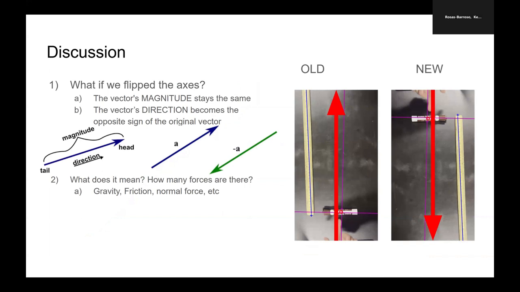And so what would happen if we flip the axis? The magnitude should remain the same because speed remains the same. Nothing was changed about speed. The only thing that did change was the direction of the vector. So the new vector should be negative as the vector was flipped, and it is going in a different direction, but it still has the same speed. And how many forces were in the system? We said that it would be gravity, friction, normal forces, and potentially some rolling force that we do not know of yet.